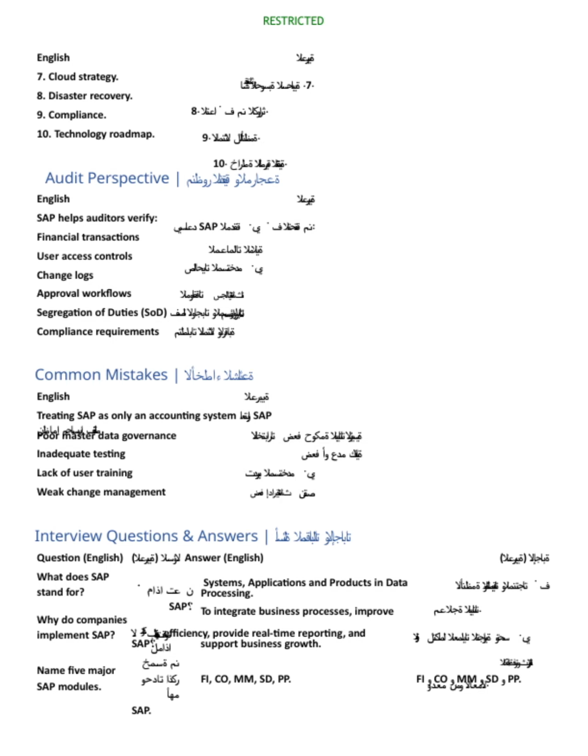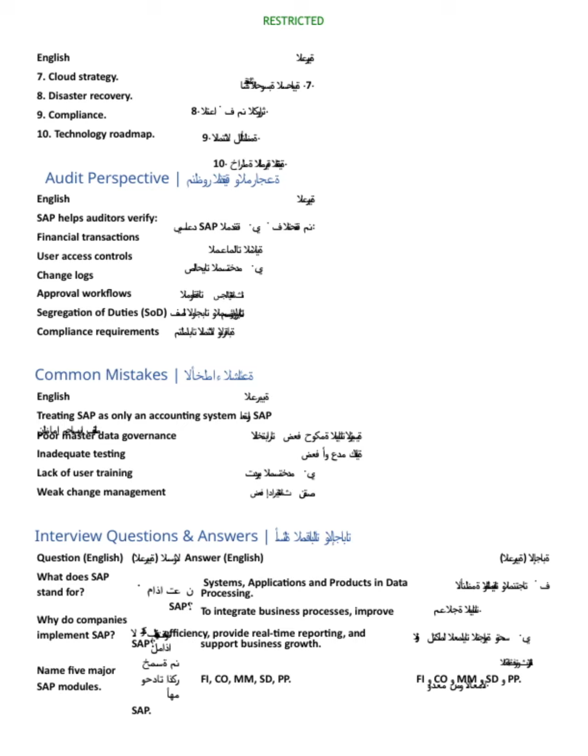Let's take a closer look at SAP and why it's so important for businesses. SAP stands for Systems, Applications, and Products in Data Processing. It's much more than just an accounting tool. It integrates various business processes to boost efficiency and provide real-time reporting. Companies implement SAP to support growth, improve compliance, and streamline operations. But it's not without challenges.